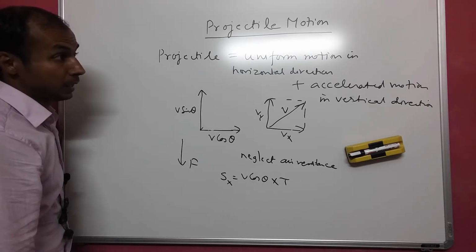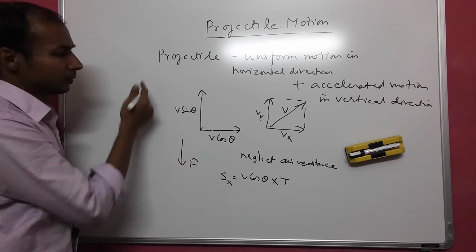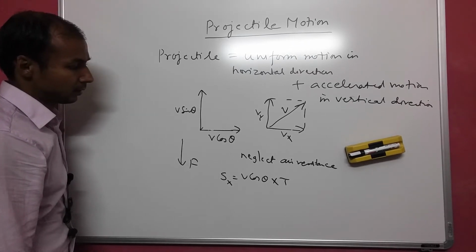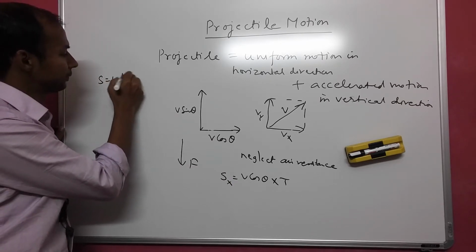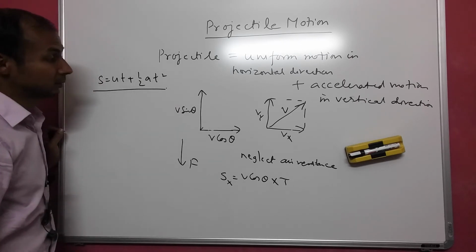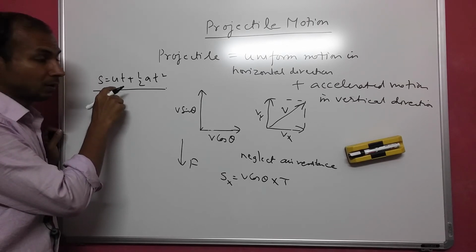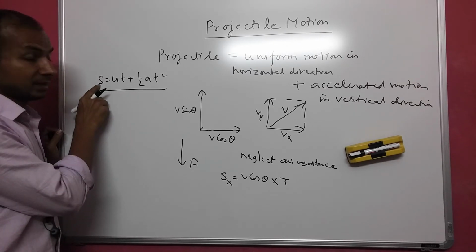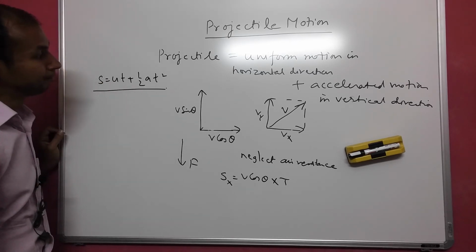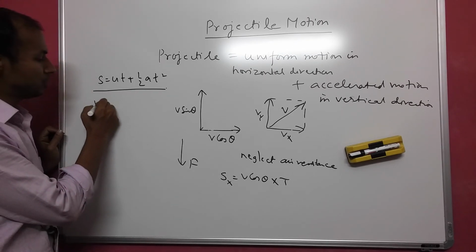And what about the vertical motion? For vertical motion, we have equations of motion under acceleration. Correct? So s is equal to ut plus half at square. Now we are applying this equation for the vertical part of the motion. So u is the initial vertical velocity. Correct? s is the vertical displacement in time t. Fine. And if you want to calculate the vertical velocity at a certain point of time, you can use v is equal to u plus at.